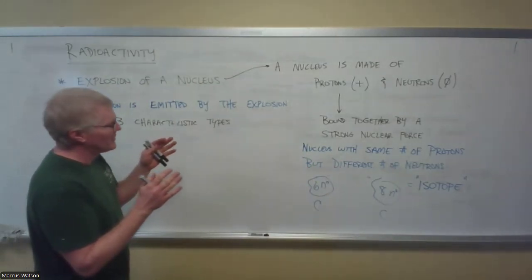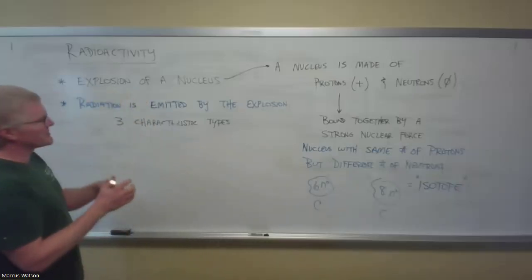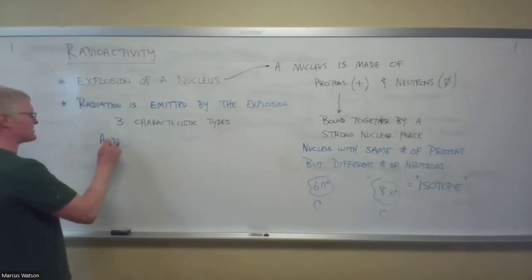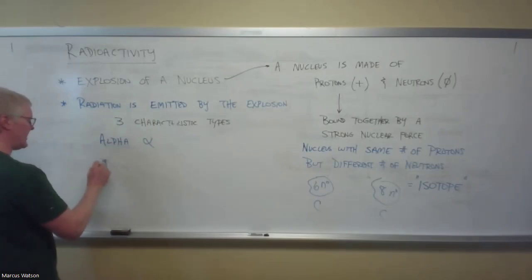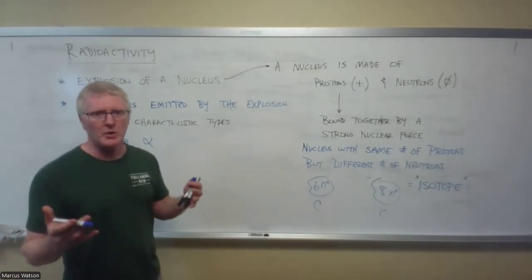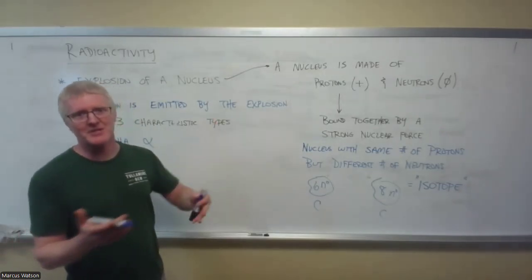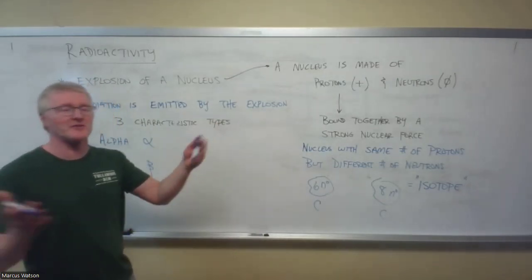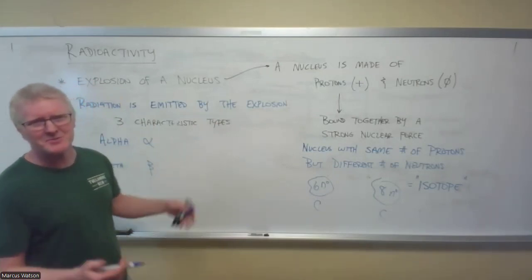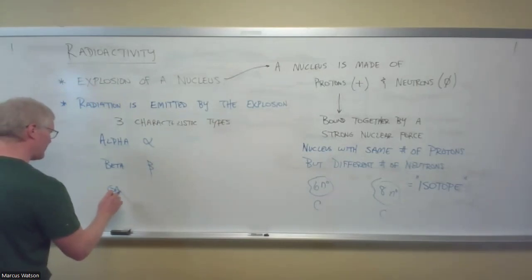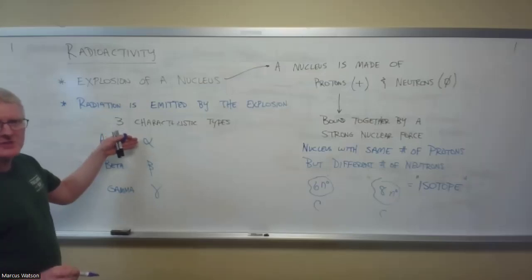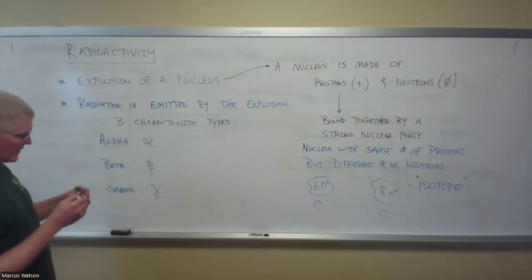Now, let's talk a little bit about this. The 3 characteristic types of radiation that are emitted, they didn't know what they were when they first discovered these, and so they just named them the first 3 letters of the Greek alphabet because the unknown was already taken. X-rays had already been found, and they didn't know what they were, so they called them X-rays. So they couldn't call these X-rays. And let's call them ABC, but that seems too pedestrian. So let's call them alpha, beta, and gamma.